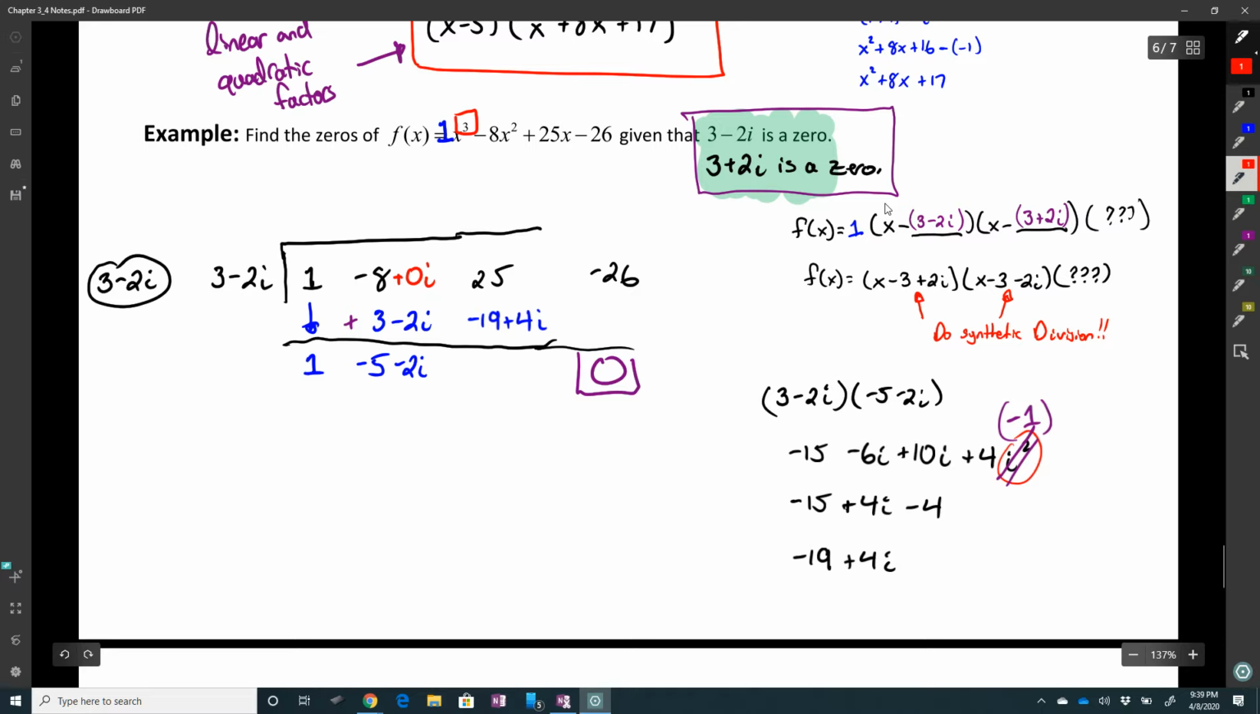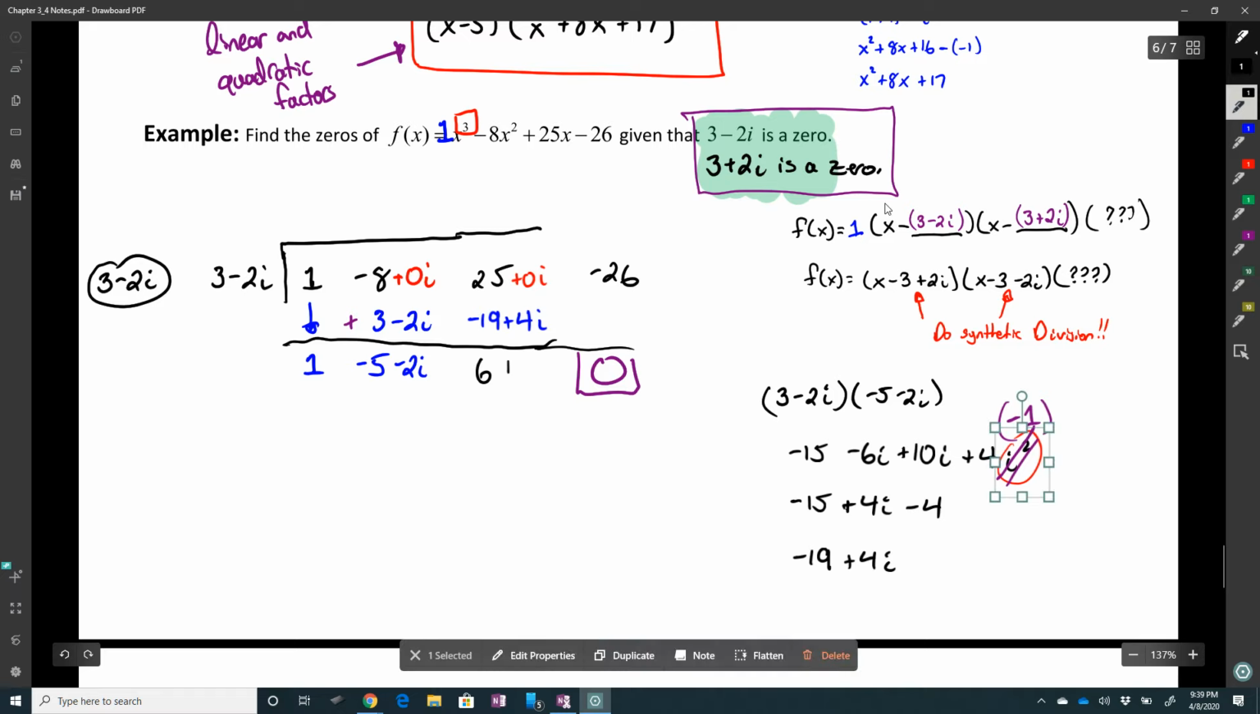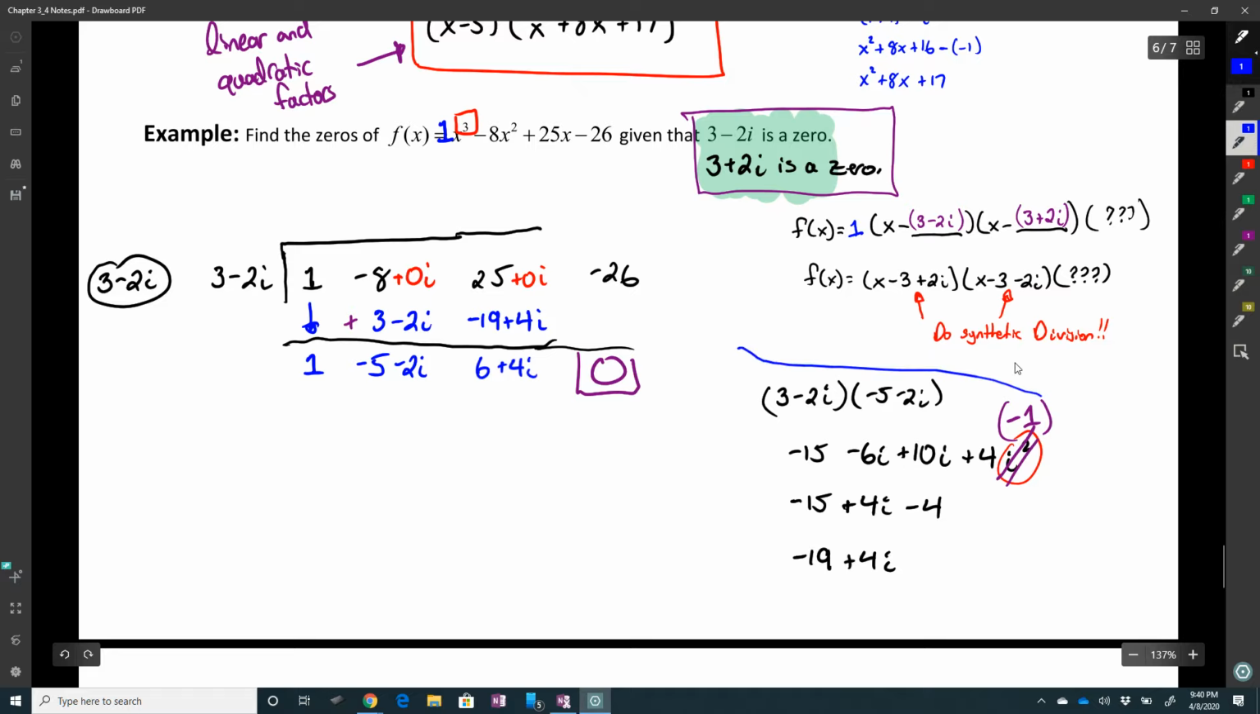Again, this is really plus 0i. Add them up: 25 minus 19 is 6 plus 4i. Then we have to multiply again, so this requires you to know how to FOIL quite a bit. 6 plus 4i times 3 minus 2i.